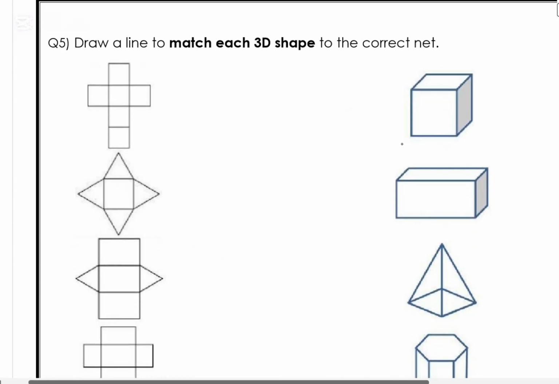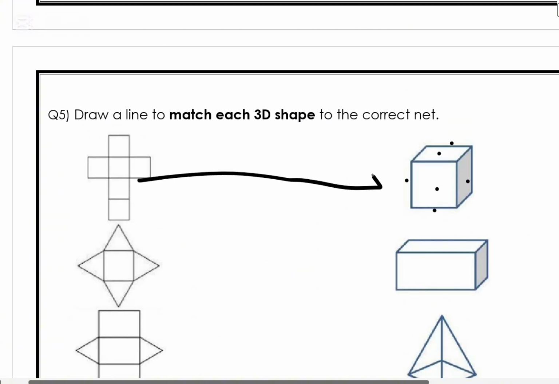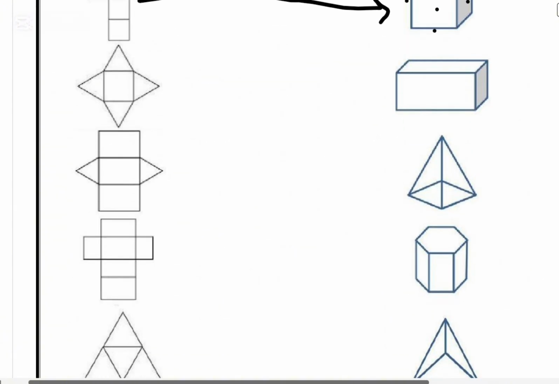Here, you just need to match each 3D shape to its correct net. So easy. You just need to imagine and count the faces and the sides. So here 1, 2, 3 for the cube, and 4 down, and on this side we have 5, and at the back we have 6. So you have 6 square faces. So of course the net is going to have 6 square faces, as you see here.